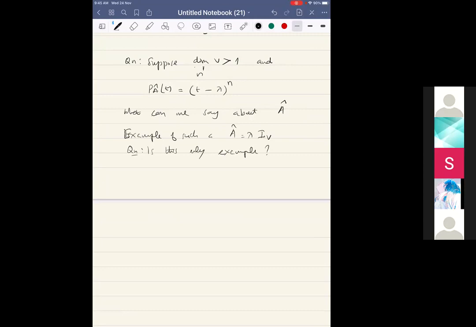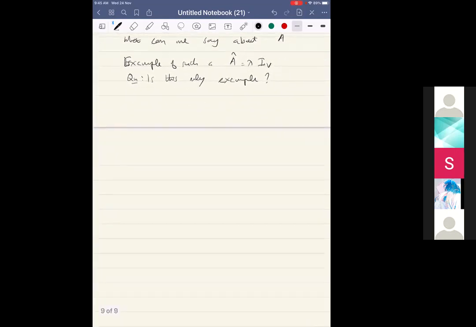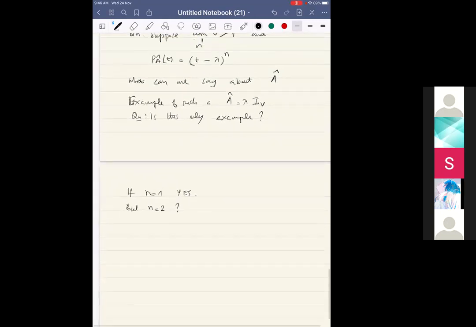Okay, in fact, somebody asked, if two matrices have the same characteristic polynomial, are they similar? So this is related to that question. If n equals 1, we have already seen this is the only example. But n equal to 2, okay, so let us see.